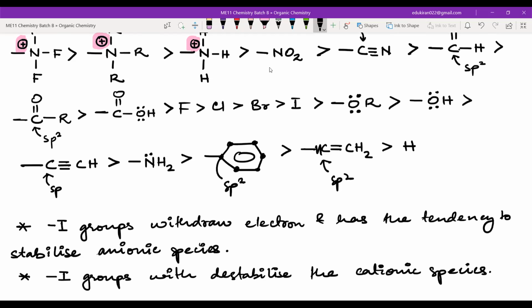But in the case of anionic species, it is taking up the negative charge, right? It is withdrawing the electrons which have negative charge. That is why the anionic species get stabilized, because the charge density has been decreased. Write this down, then we'll do some questions.